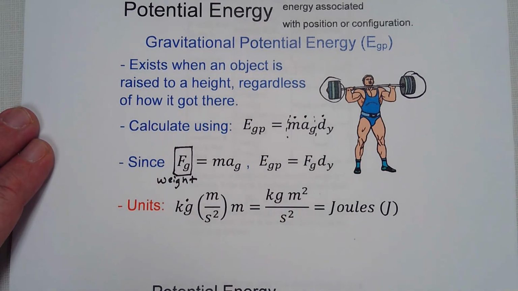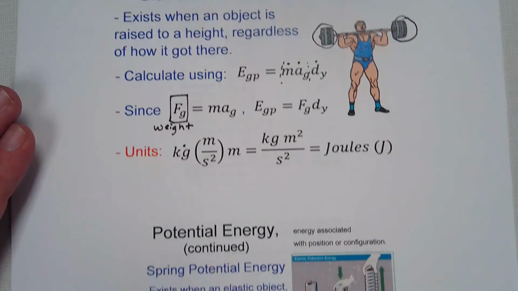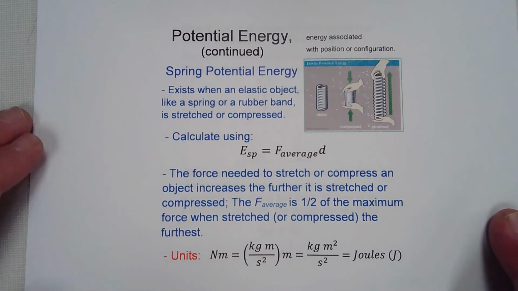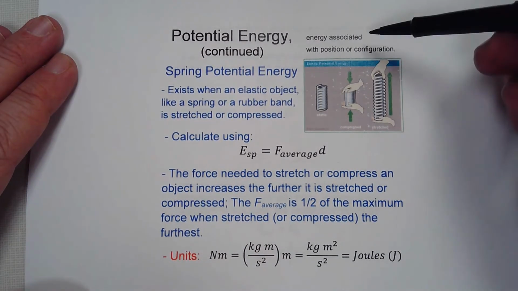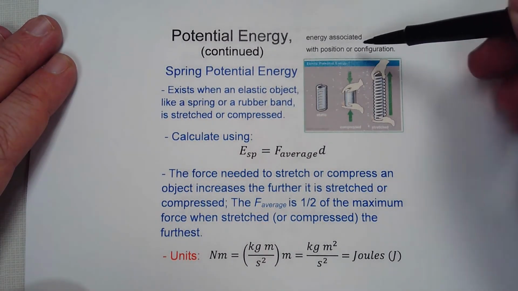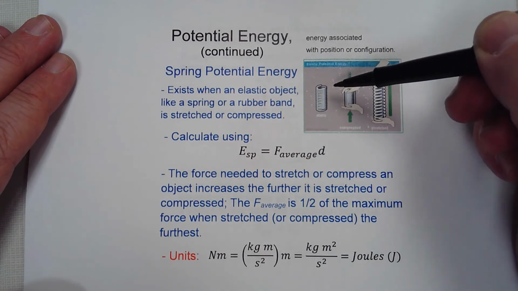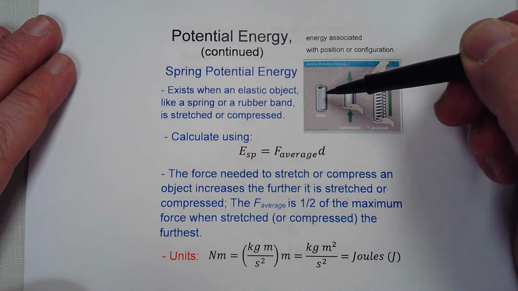Now let's talk about the other kind of potential energy that is mechanical energy, and that is spring potential energy. So again, potential energy is just energy associated with the position or the configuration of an object. Well, in the case of a spring, it's more about the configuration. So a spring has an equilibrium position where it would typically rest. However long the spring would be typically is its equilibrium position.